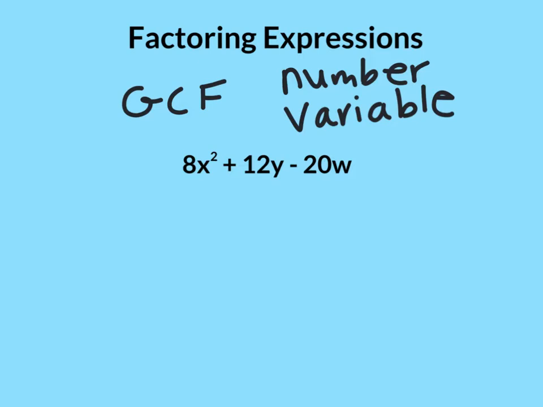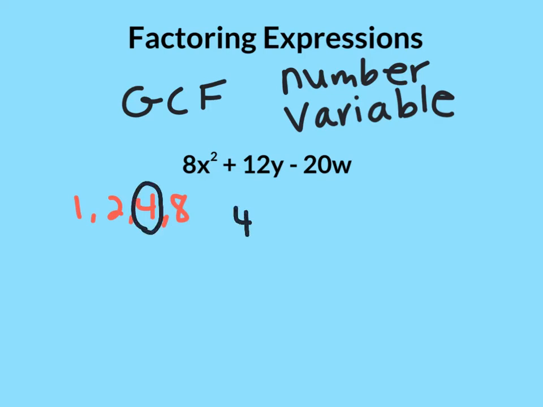And I'll tell you what I think would be the easiest is to take a look at the smallest number that I have, 8, and start listing the factors that I have for 8. So my factors for 8, of course, are 1, 2, 4, and 8. So what's the largest factor of those that I can also remove from 12 and 20? And that answer is going to be the 4.